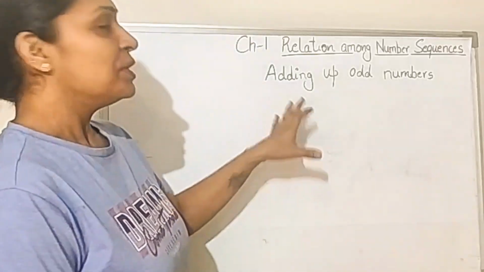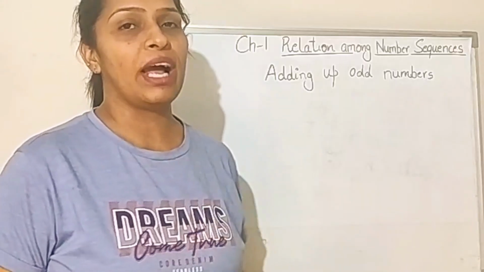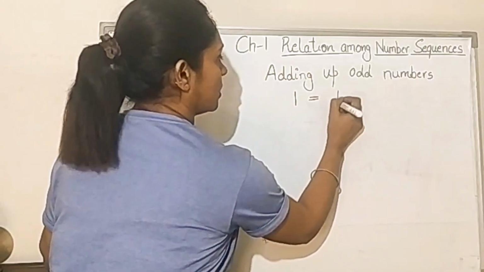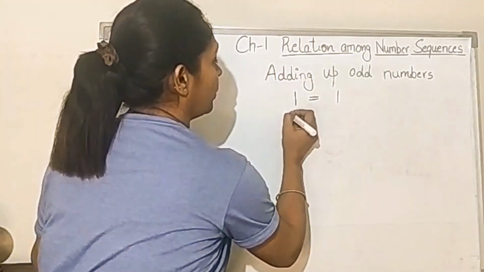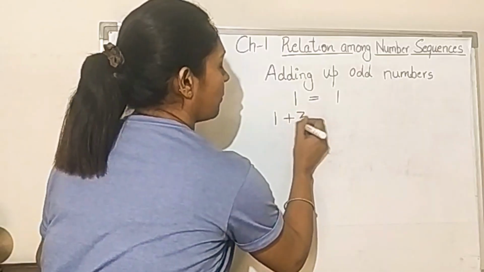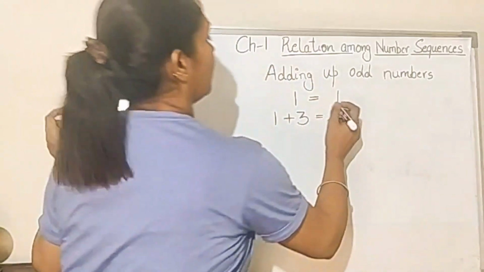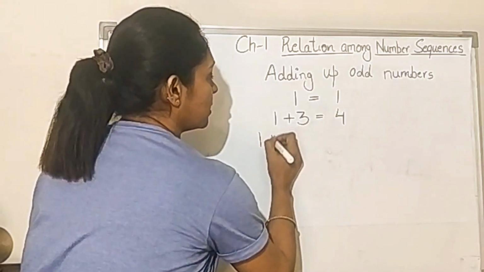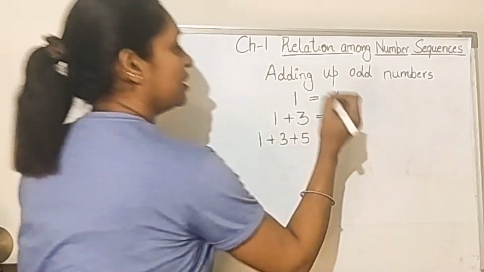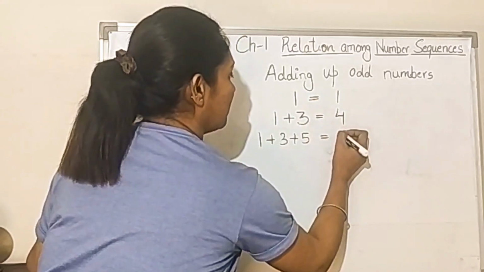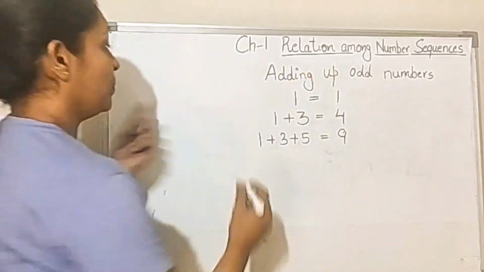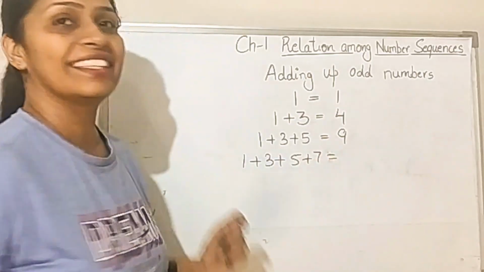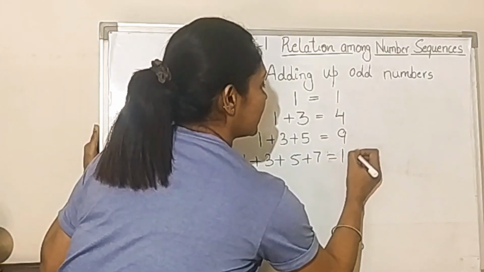So let's come here. What will happen if we add the odd numbers? Let's understand a pattern. See, 1 can be written as just 1. What happens if I do 1 plus 3? So 1 plus 3 is going to be 4. What will happen if I write 1 plus 3 plus 5? This is going to get me 9. What will happen if I add 1 plus 3 plus 5 plus 7? That's going to give me 16.